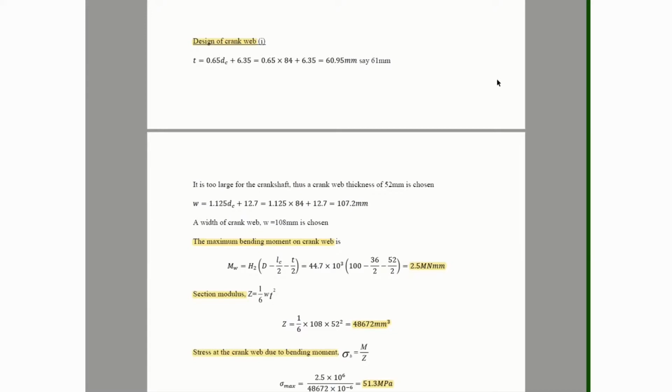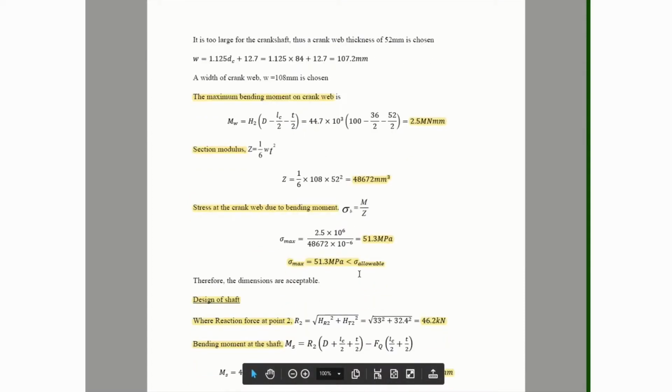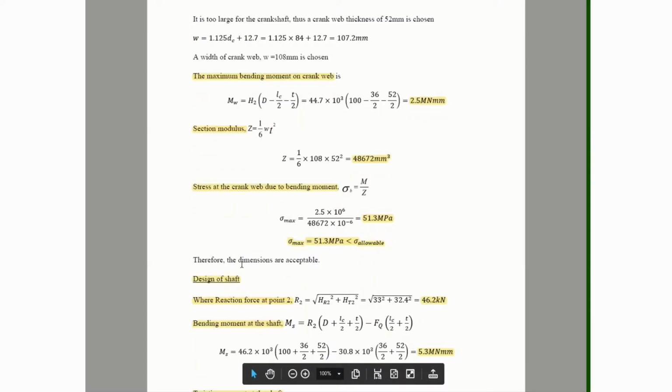I'll be continuing with the calculation part. Firstly, I will talk about the crank web. The crank web is the arm of a crank which connects the crankshaft with the crank pins or two adjacent crank pins. Now, by using the maximum bending moment on the crank web and the section modulus, we can find the stress at the crank web due to the bending moment, which is 51.3 megapascal. The answer is less than the allowable stress, so we can conclude that the dimensions are acceptable.